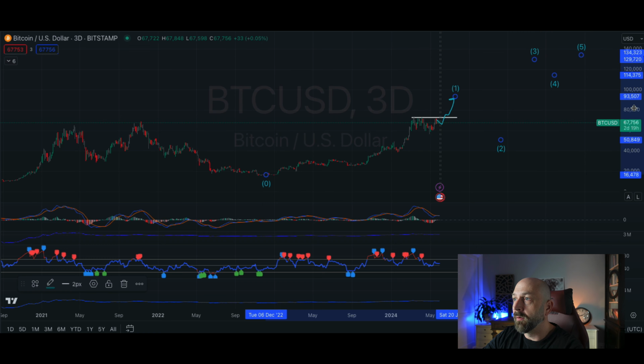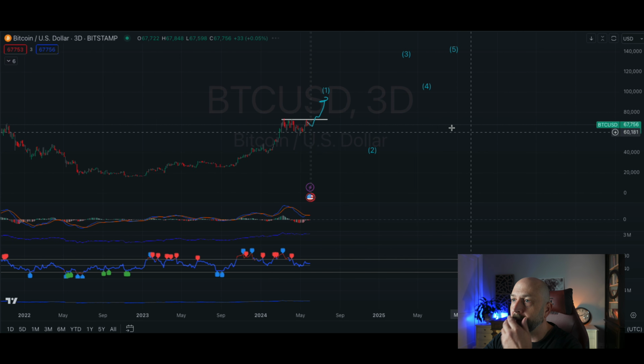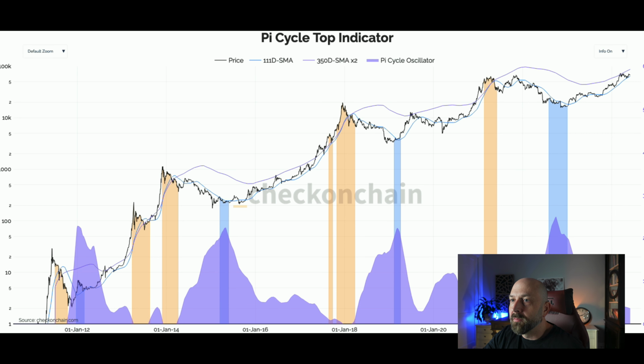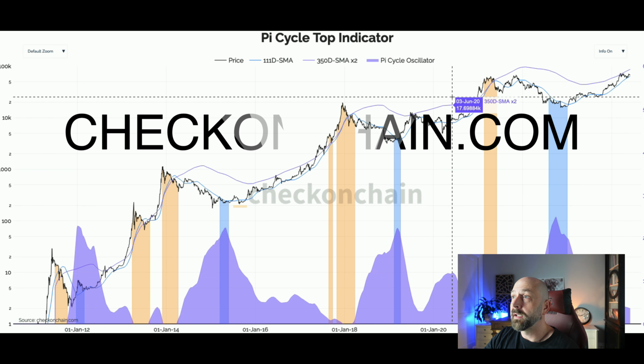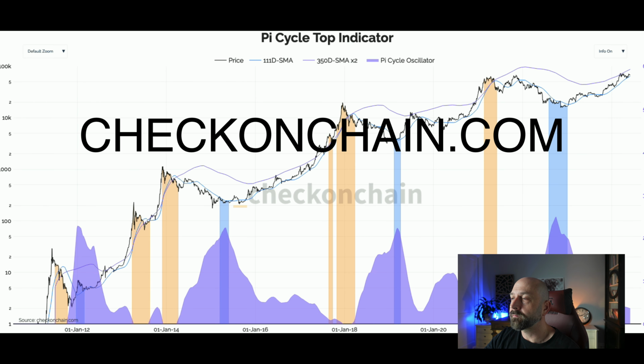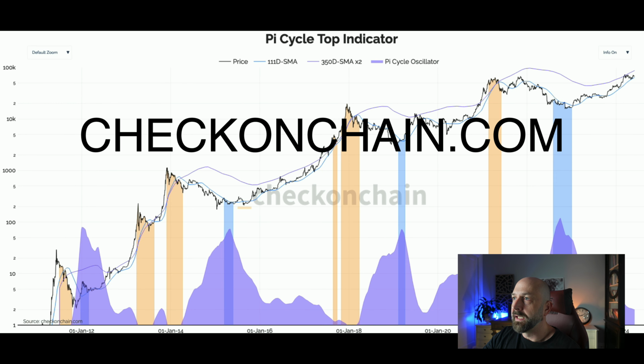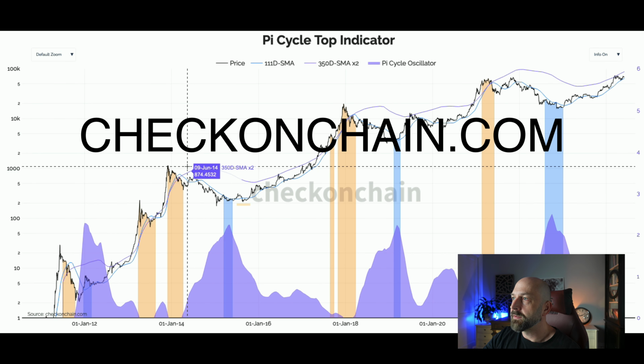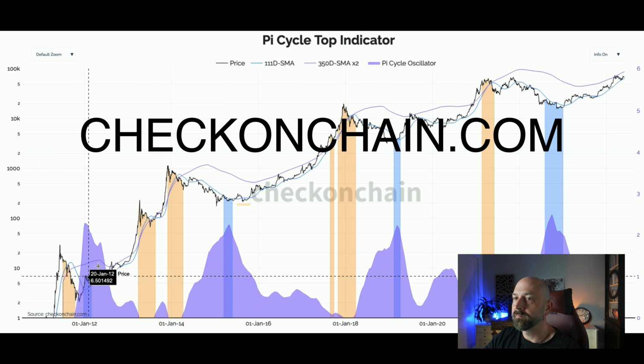If we are going to make our way to $250,000 Bitcoin, I don't know if that's possible, but I keep an eye on some of the things. Some of the things that I keep an eye on are these on-chain metrics. So I've got this indicator here, which is a Pi Cycle Top indicator.